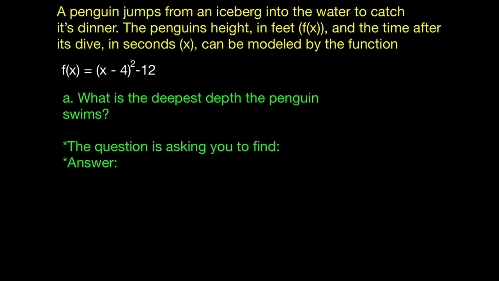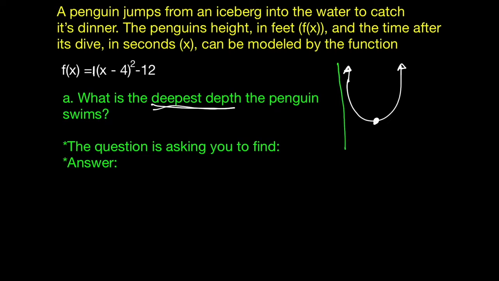In order to make sense of this problem, I'm going to make use of the concavity, because the concavity determines if I have a maximum or a minimum. And here, the a value is going to be positive 1. If we have a positive value, then the parabola is going to be concave up. So we have a minimum. And this minimum is going to be representative of the deepest depth that the penguin swims.